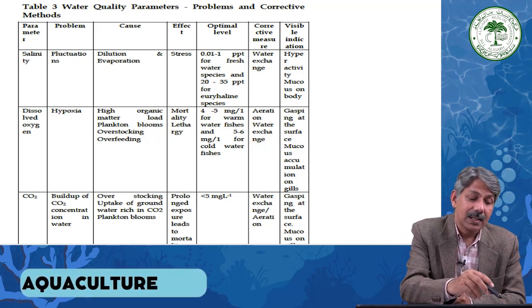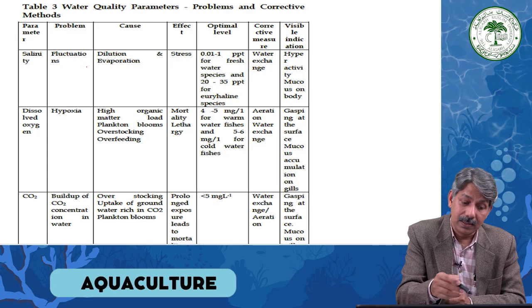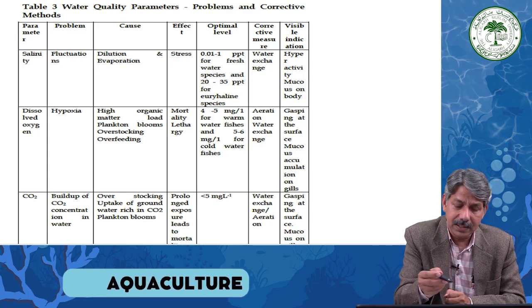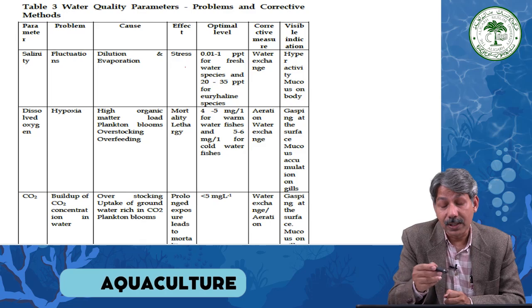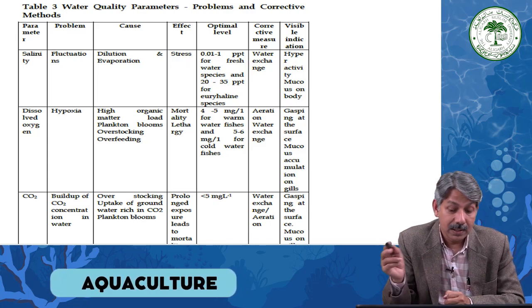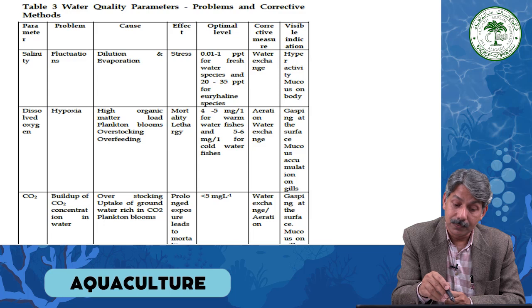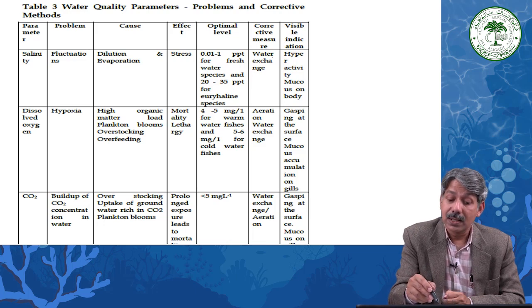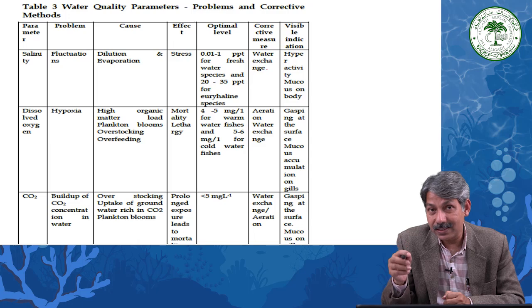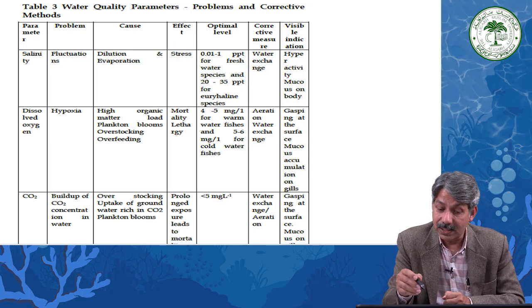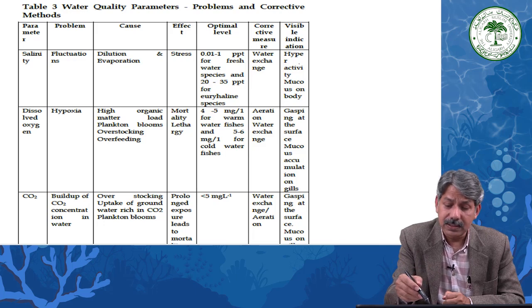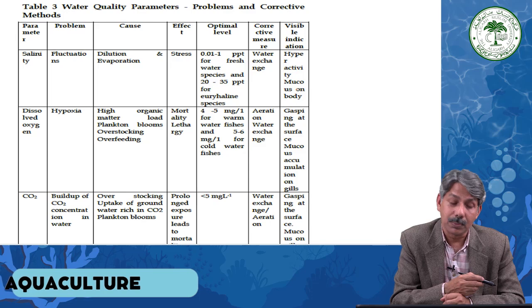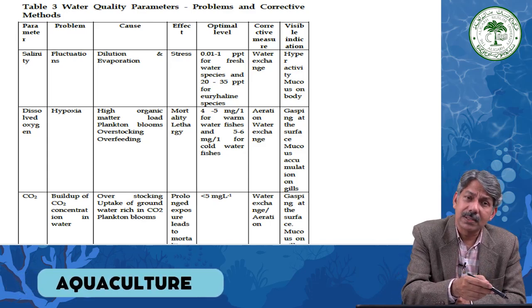For example, salinity. A problem is that salinity may fluctuate, dilution or evaporation, any reason may be there. Effect, it will cause stress, because if salinity changes, then that will impact the physiology of the fish. Optimal level 0.01 to 1 ppt for freshwater species and 20 to 35 ppt for euryhaline species. Corrective measures, water exchange can be done, and you can adjust the salinity to the desired range. This is the visible indication, hyperactivity of mucus on the body.